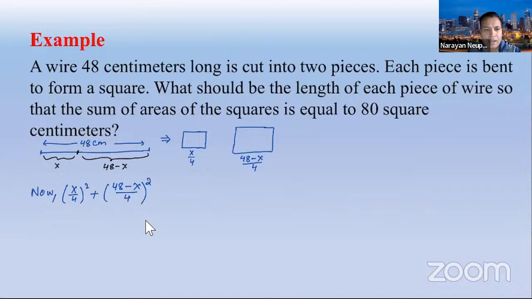Area of the first square, meaning of that is this one. This is the area, right? Area of the first plus the area of the second. Area of the second is this one. If you add those two, the total area is 80 square centimeters. That's how you can write. So this is the equation. Okay, we obtain the equation. Now we need to simplify this equation to the standard form and then solve it to find the value of x, because we need to find what should be the length of each piece of the wire.